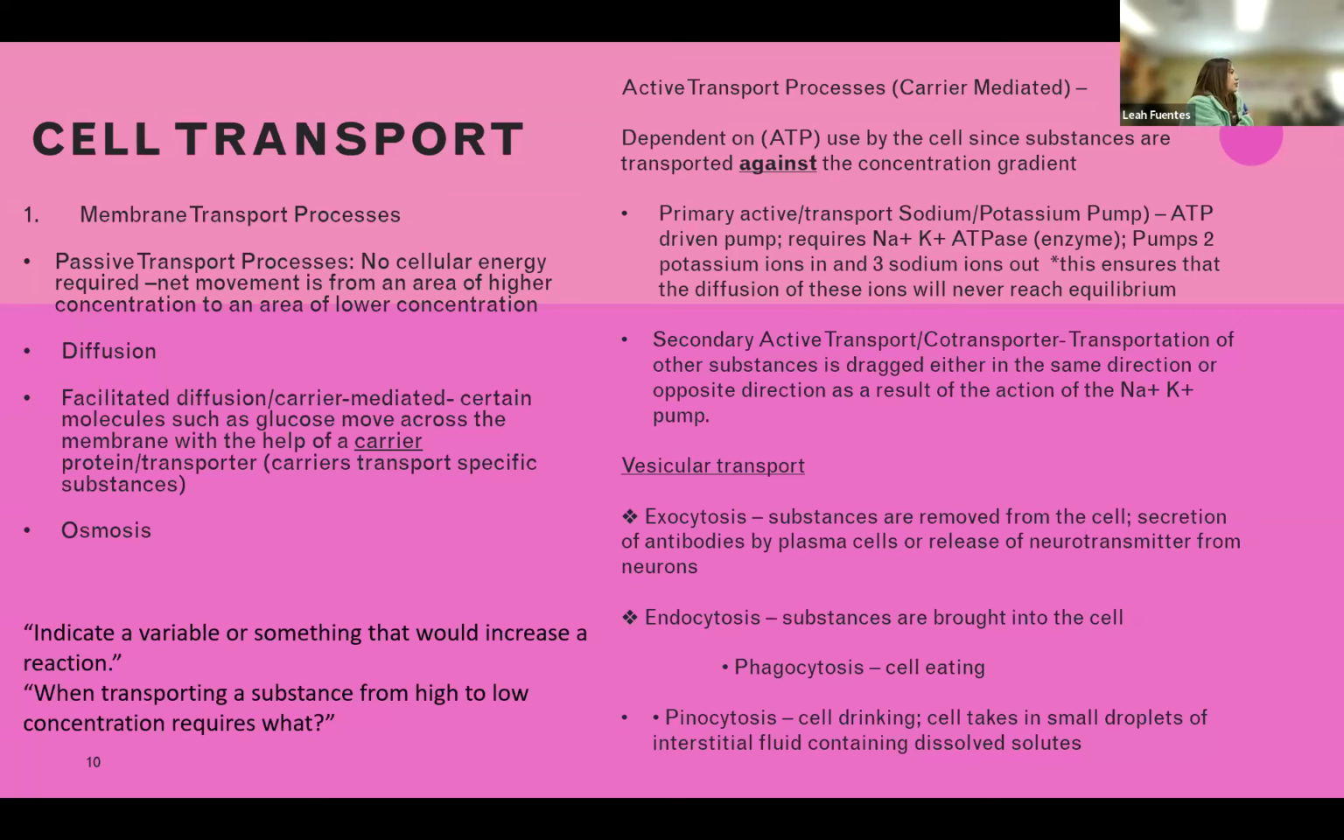And then we have vesicular transport. We have two types: exocytosis, where substances are removed from the cell, and endocytosis, where substances are brought into the cell. With endocytosis, we have phagocytosis and pinocytosis, which I know is a lot of cytosises. Try your best to stay with me here. Phagocytosis is cell eating, and pinocytosis is cell drinking.